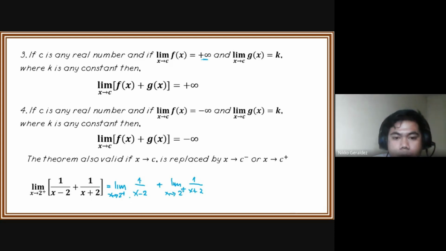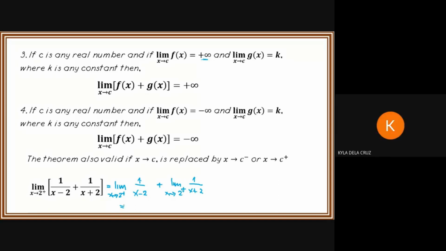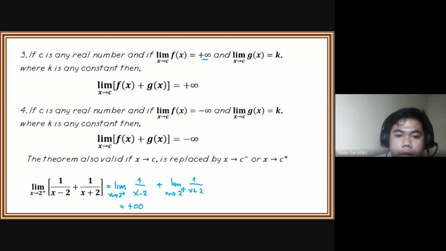So ito, 1 over x minus 2, so substitute. So 1 over 2 minus 2, so that is 1 over 0. Ano yun? Positive or negative infinity? 1 over 0, k is positive. Positive. So that is positive infinity. Ayun ba yun?